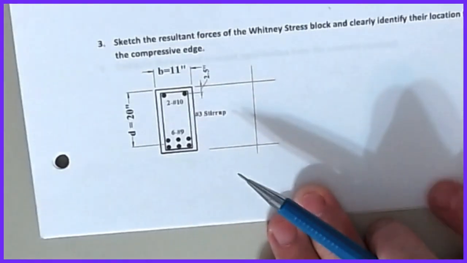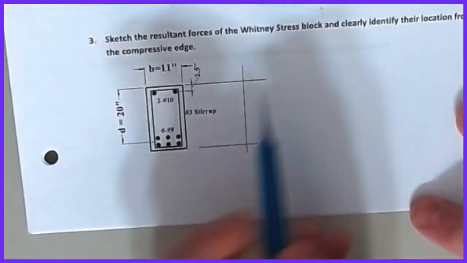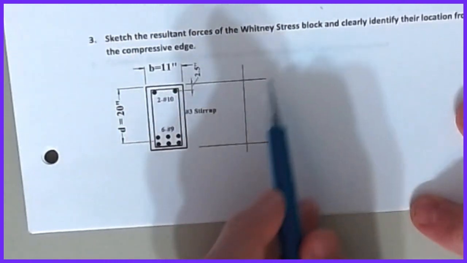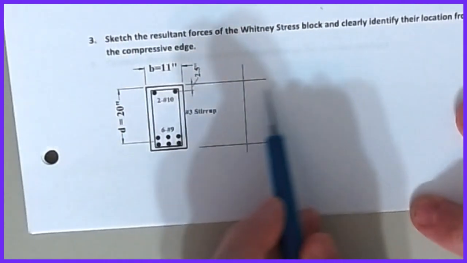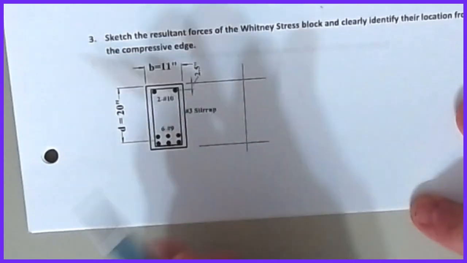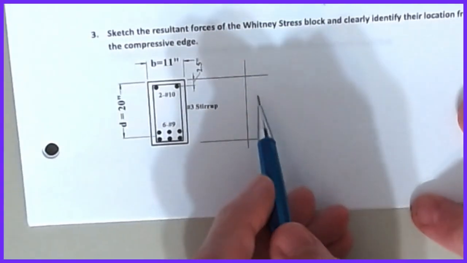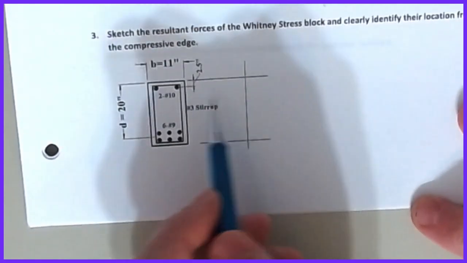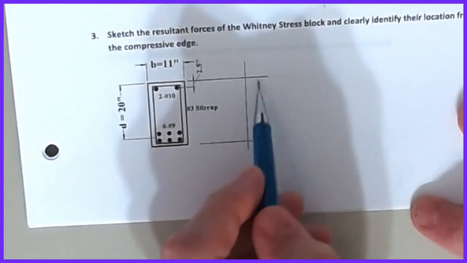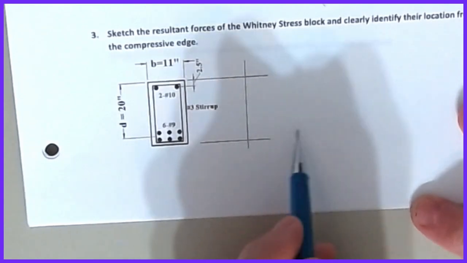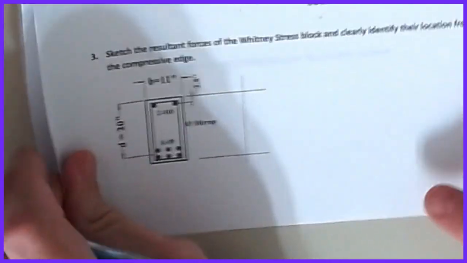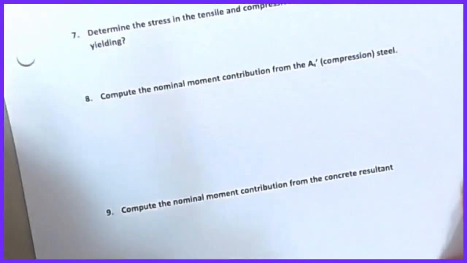Okay, once you get the Whitney stress, then we sketch the resultant forces. So you would have a C-res and a CS and your tensile force. Okay, and then clearly identify their location. Remember that C-res is at A/2 from the top. Our CS is located at D prime, and then our TS is located at D, all from the top.